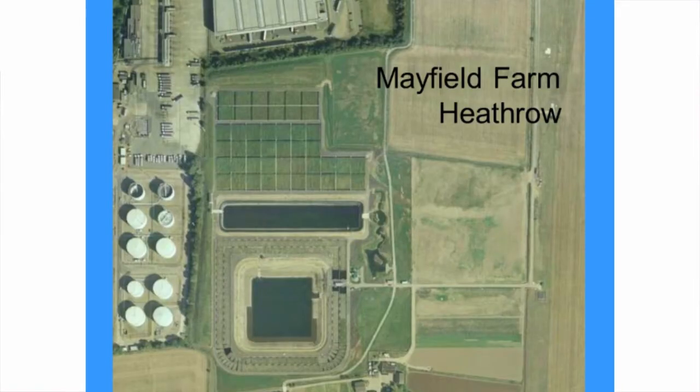Some other case studies. This example, Mayfield Farm, is at Heathrow Airport, and it's quite close to one of the runways at Heathrow. And this was a SuDS scheme that was led very much by water quality issues. It was designed to treat water contaminated with deicant, which comes straight off the airport runways and taxiways, prior to discharge into the receiving watercourse.